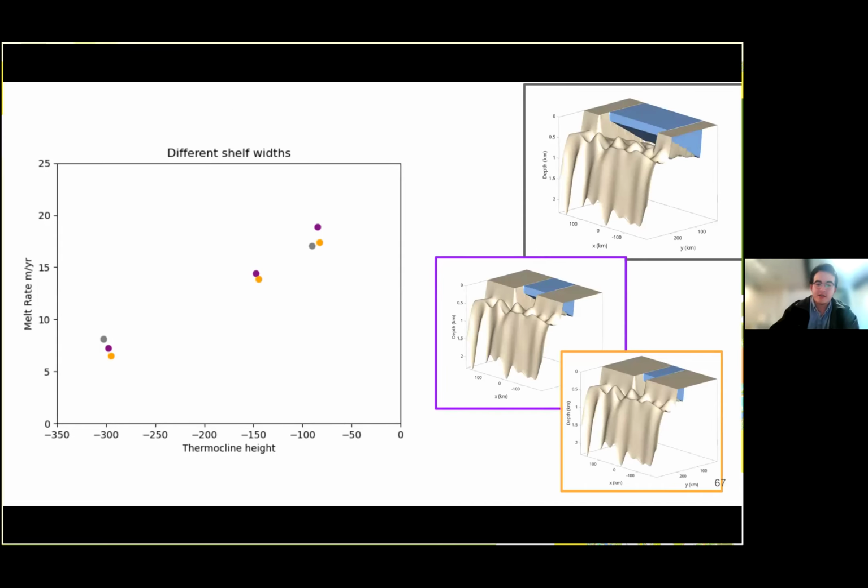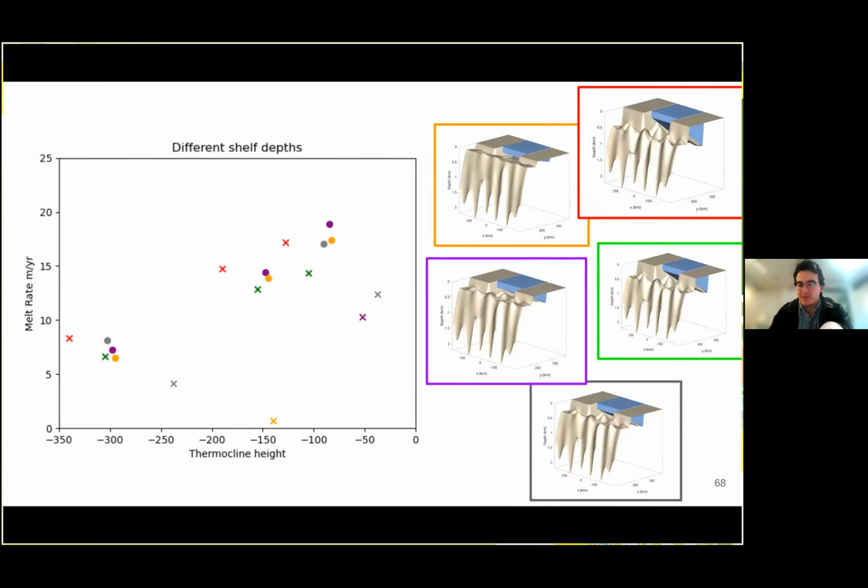Here, these circles represent different shelf widths. In gray, we have a really wide cavity. In purple, we have a medium cavity. And in orange, we have a really narrow cavity. As we go through, you'll see that we're also prescribing different randomized perturbations on the bathymetry. So we're trying to make it look lumpy and as close to reality as possible. So we have different shelf widths.